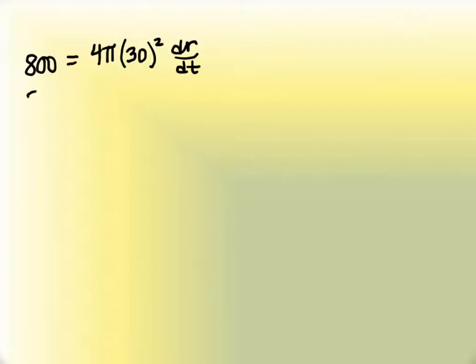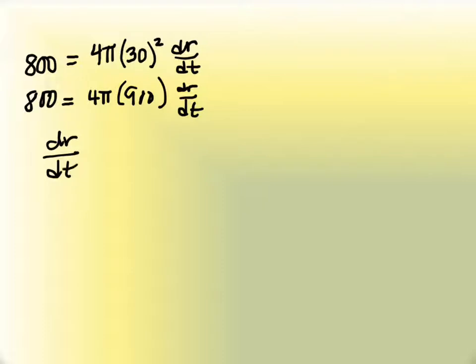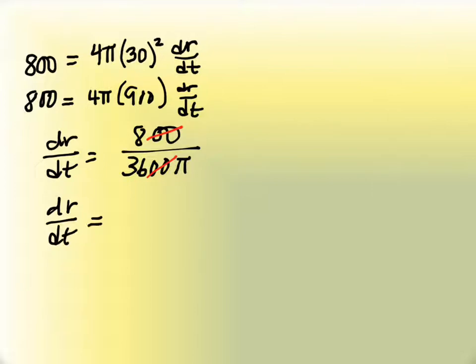All right, so we have 800 equals 4 pi times 900 dr dt. So dr dt would be 800 divided by, what's 4 times 900? 3,600 pi. If you want to simplify a little bit, you could probably mark out the hundreds. So in terms of putting it in your calculator, dr dt is 8 over 36 pi.